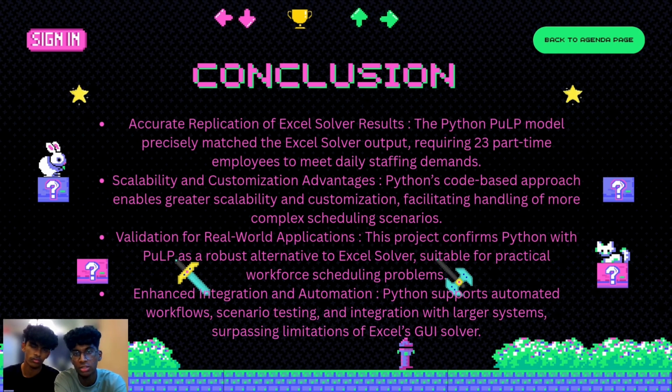Accurate replication of Excel Solver results: the Python PuLP model precisely matched the Excel Solver output, requiring 23 part-time employees to meet daily staffing demands. Scalability and customization advantages: Python's code-based approach enables greater scalability and customization, facilitating handling of more complex scheduling scenarios. Validation for real-world application: this project confirms Python with PuLP as a robust alternative to Excel Solver suitable for practical workforce scheduling problems. Enhanced integration and automation: Python supports automated workflows, scenario testing, and integration with larger systems, surpassing limitations of Excel's GUI Solver.